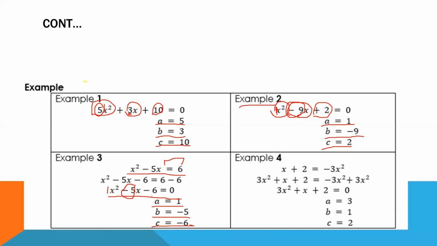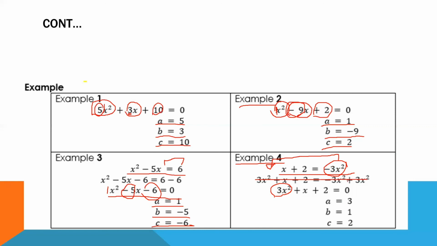For example number 4, again, this is not in standard form, but this is a quadratic equation. So, what we do, since the quadratic term is negative, is transpose it to the other side so that it becomes positive 3x squared. This is a long process, so you don't get confused.